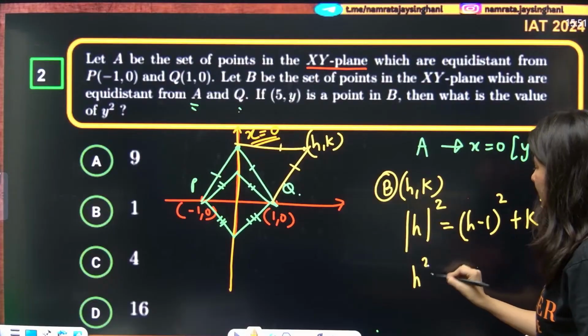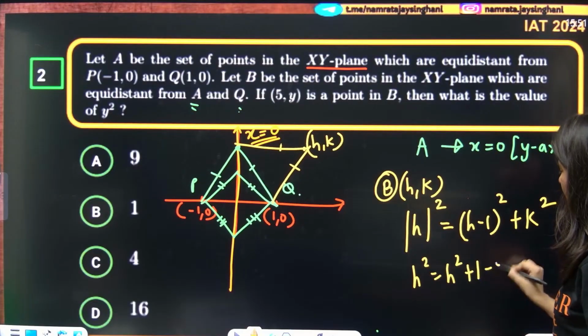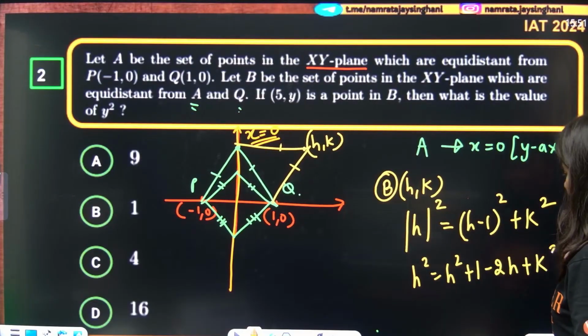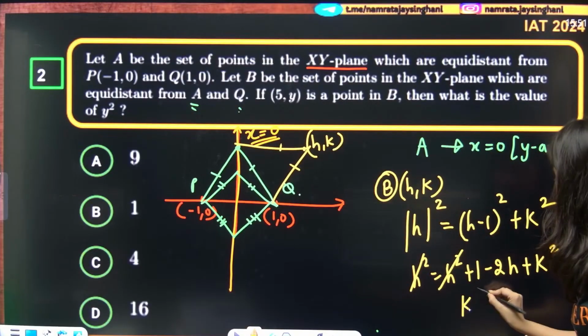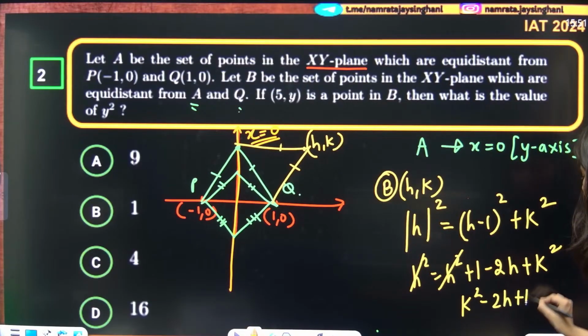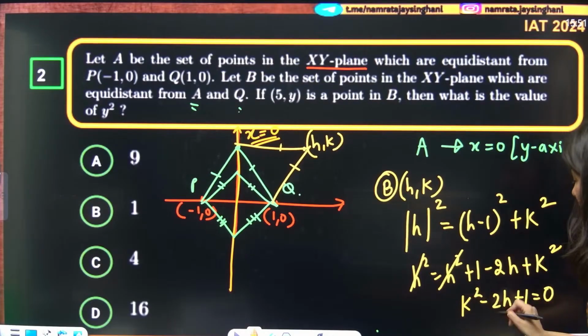So h square is equal to h square plus 1 minus 2h plus k square. h square cancels, and what you are going to get is k square minus 2h plus 1 is equal to 0. Okay, this is your locus. So that is y square is equal to 2x minus 1.